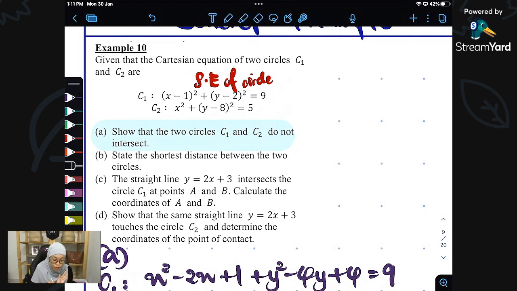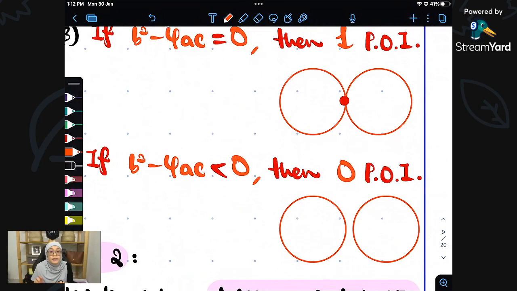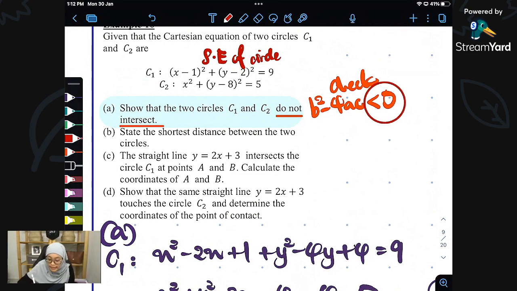So we gotta show, soalan yang pertama dia minta show that the two circles do not intersect. So do not intersect bermaksud kita kena hafal lah. Kita dah pun tahu bahawa kalau dia do not intersect, it means that b squared minus 4ac less than 0. Am I right? Yeah, less than 0 means 0 POI, means no intersection. So we gotta check whether we found it is less than 0. So how do we do it? Let's have a look at here.